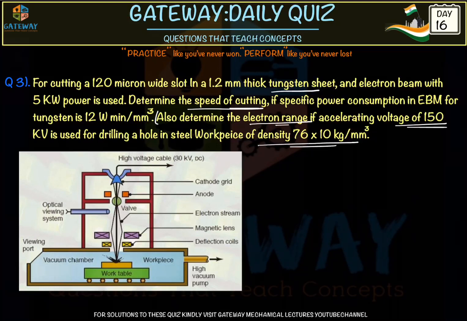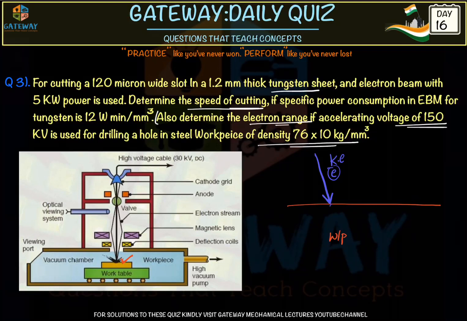It is passed through a lens to be focused on a certain area of the workpiece. Through the vacuum chamber, these electrons pass onto the workpiece. These electrons have high kinetic energy, and whenever they strike the workpiece, that kinetic energy is converted into thermal energy. Suppose this is our workpiece. The high kinetic energy electrons come and strike here.